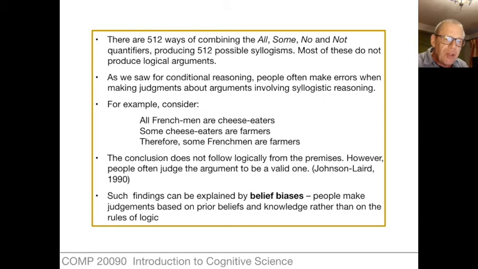So, can you imagine how many errors now can creep into these kinds of things? So, here's an example of a fallacy within this framework. All Frenchmen are cheese eaters, some cheese eaters are farmers, therefore some Frenchmen are farmers. Now, follow that through yourself. Think, does the third statement follow from the first? If you accept the first two, does the third one follow? In fact, it's a fallacy, one of very many fallacies lurking in these patterns.